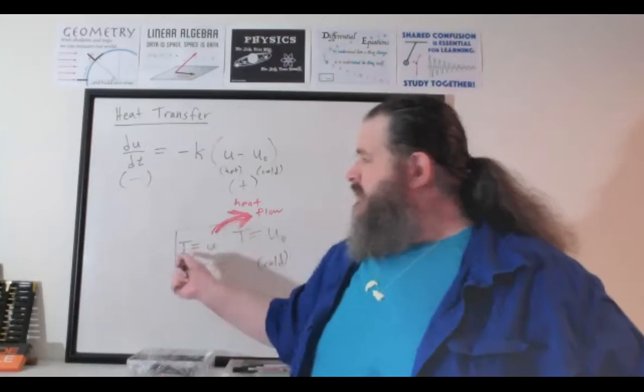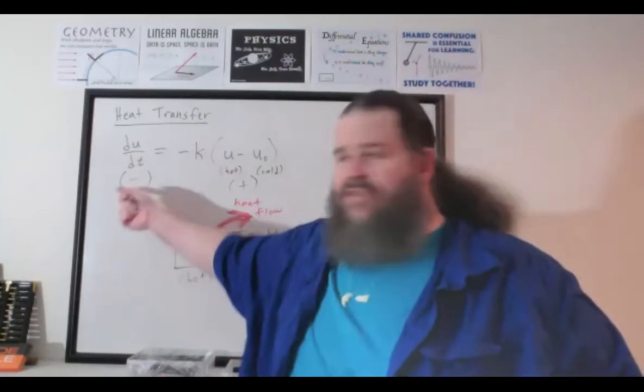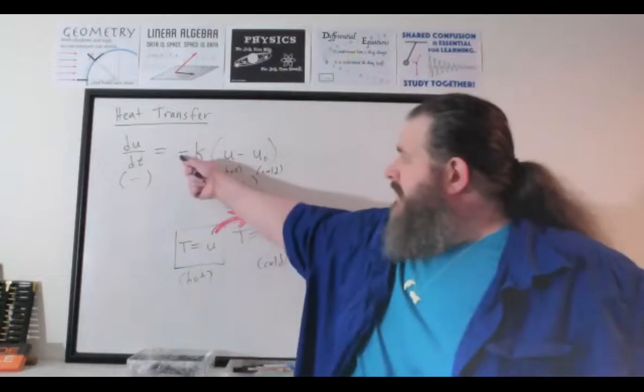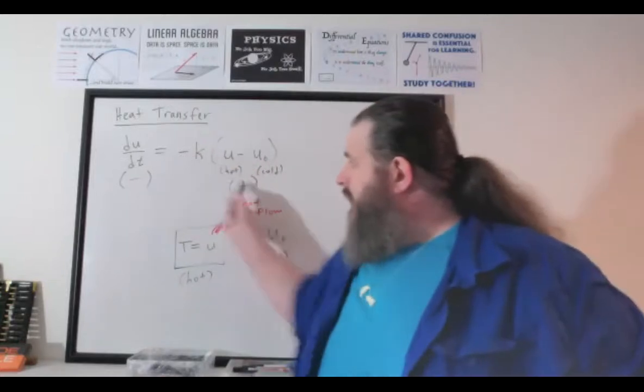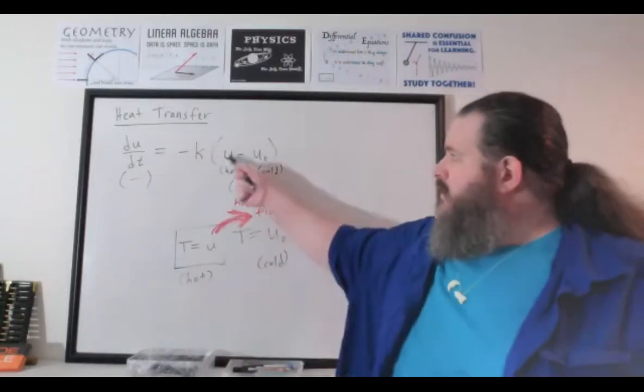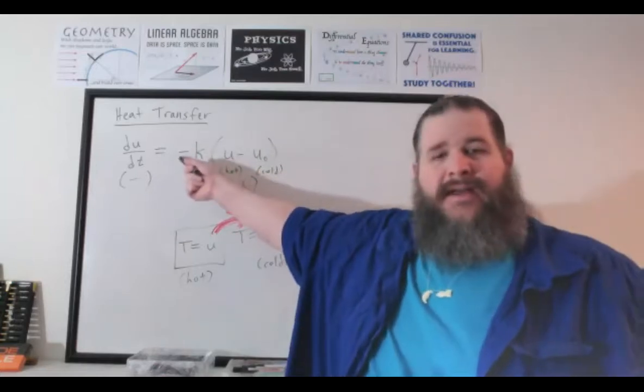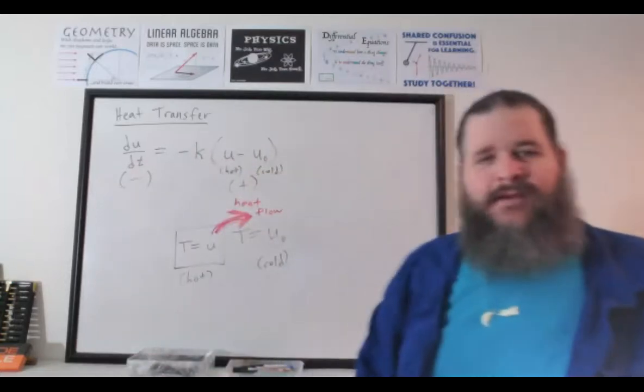Right. If the object's losing temperature, then du dt is negative. U is a decreasing function. So we need this negative sign here to make these signs match up. If u is a higher temperature, u minus u naught is positive. So we need a negative multiplier here to make the derivative have a negative value.